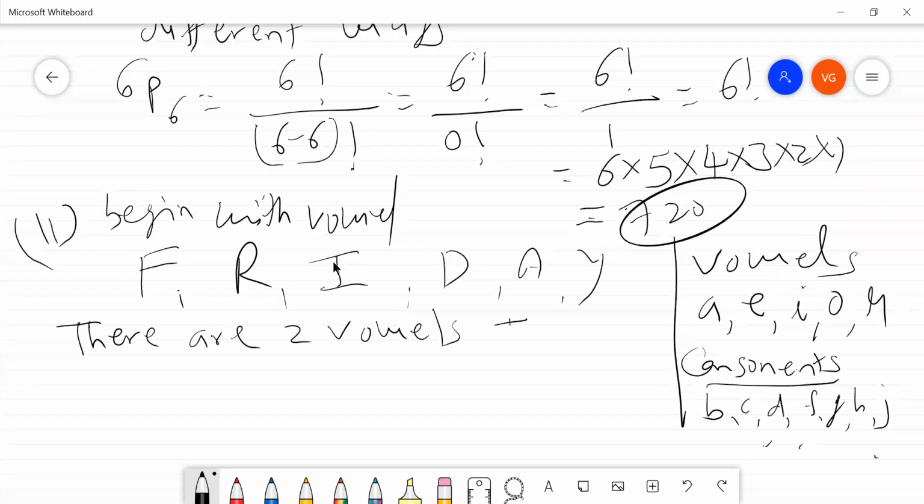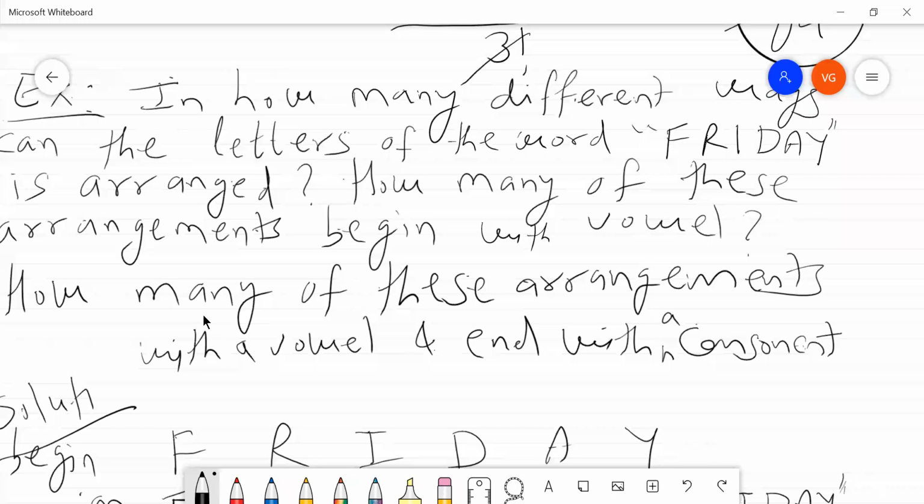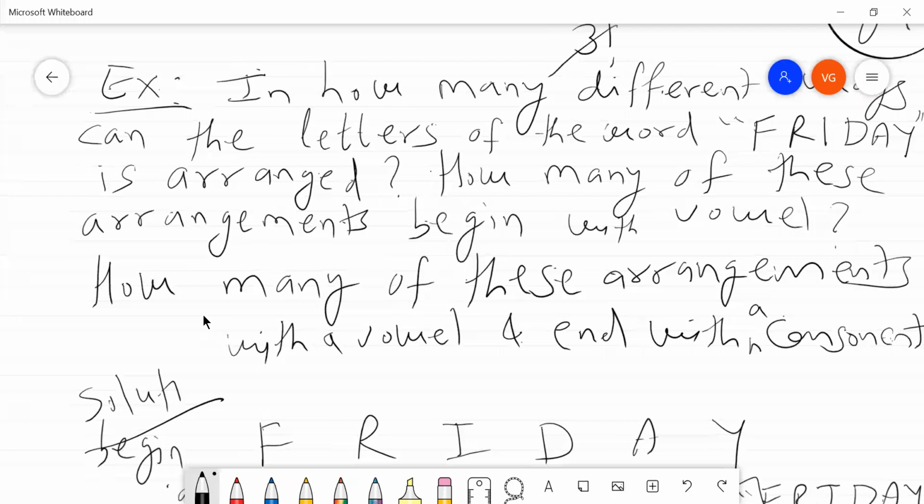I and A, these are the 2 vowels, correct? F, R and D, they are not vowels. So I want to arrange these letters in such a way that the word should begin with a vowel. Look at the question: how many of these arrangements begin with a vowel? Begin with a vowel. Okay.